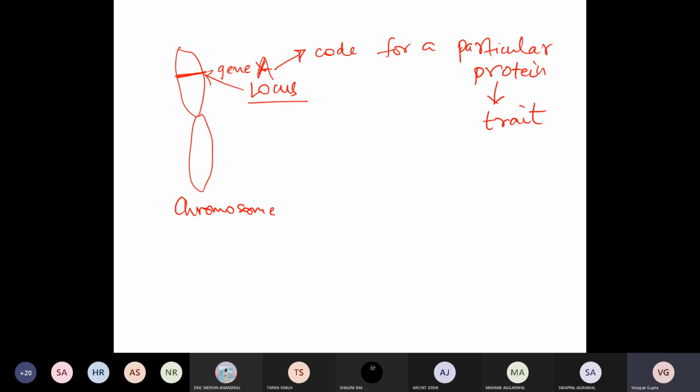Now, we have defined these two terms, locus and gene. The third term here is allele. This is also a very frequently used term in genetics, and I will be using this term in almost every lecture.